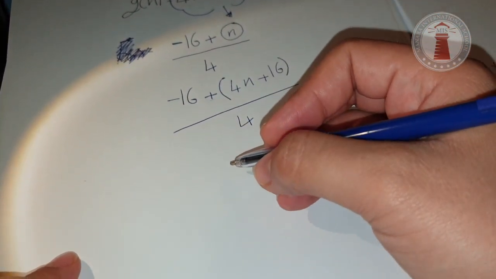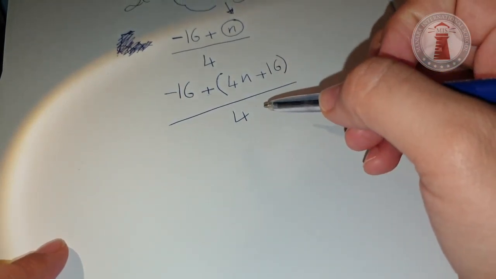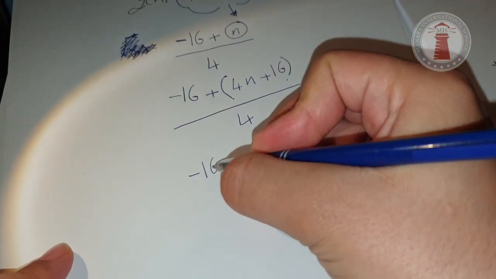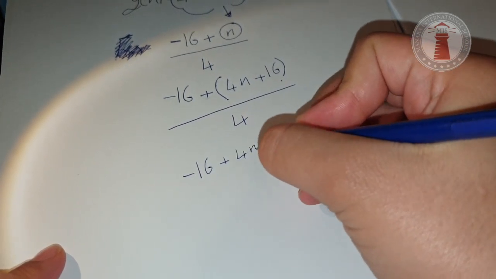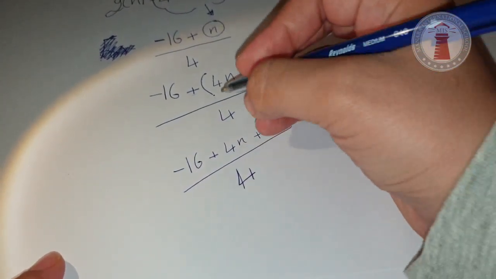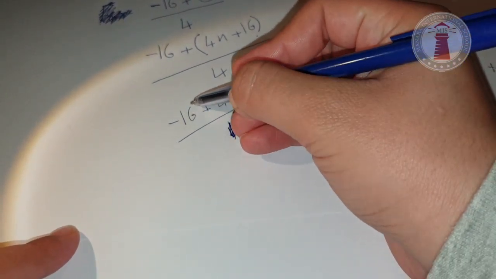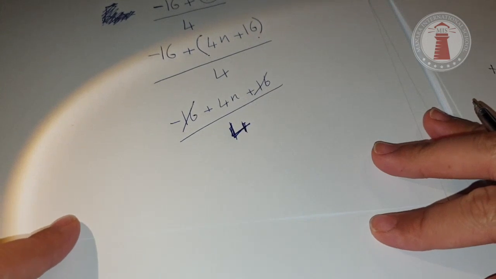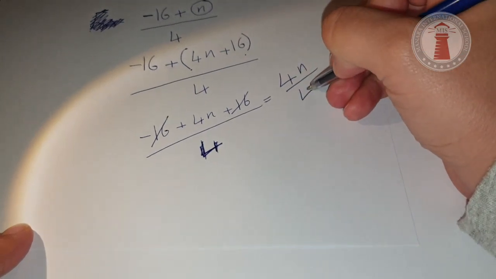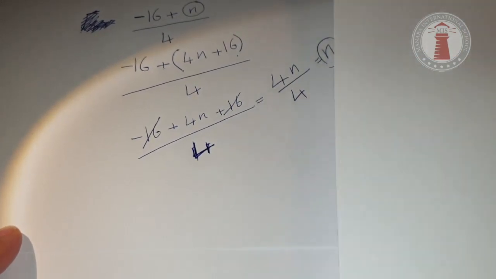Let's try to simplify it. If we remove the bracket, what we will have is negative 16 plus 4n plus 16 over 4. Here we have negative 16 plus 16, which is 0. So we're left with 4n over 4, which is equal to n, which represents the input.